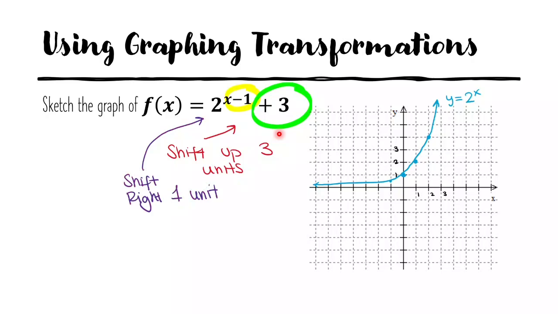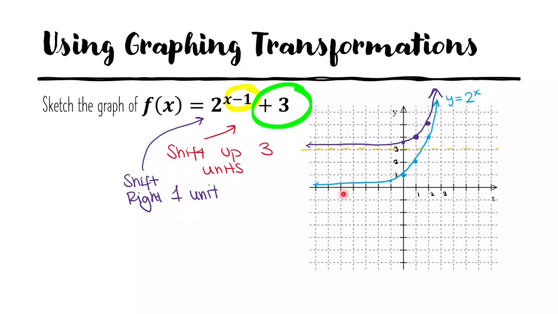The minus 1 is inside the exponent, so input transformation impacts the x values. We do the opposite of what it says, minus 1. So we're actually going to add 1 to all of our x values, and that's going to take our graph and shift it to the right 1 unit.